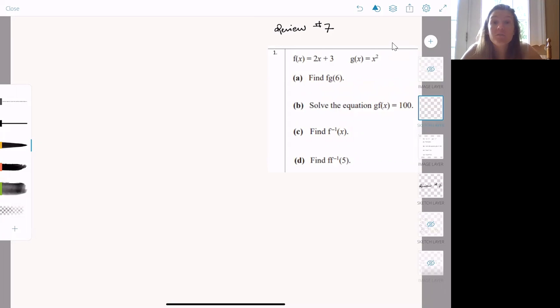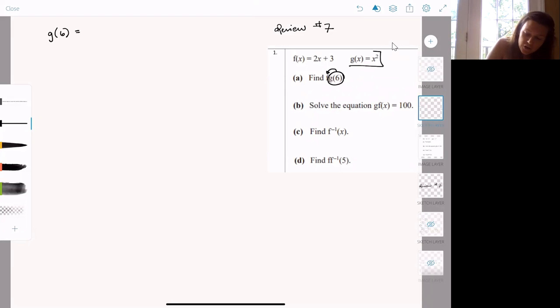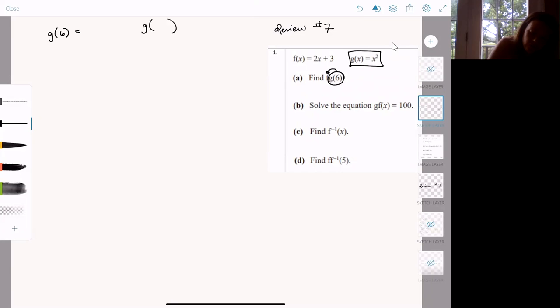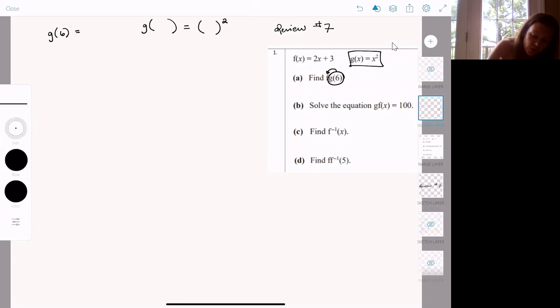Find f of g of 6. So already they're asking us to take our g function and put it into our f function. But when I do problems like this, I like to start off by saying, what is g of 6? So here is my g function. And remember, anytime I want to plug a value in, all I do is put parentheses around it. So I want to know what's g of 6. Well, then I'm going to plug in 6 here. So it would be 6 squared. G of 6 is 36.